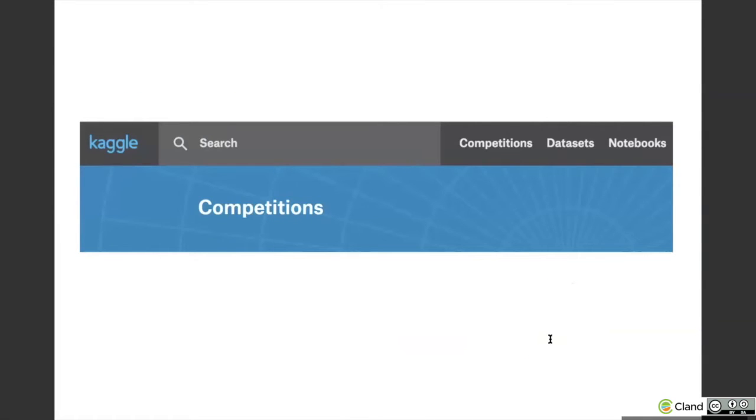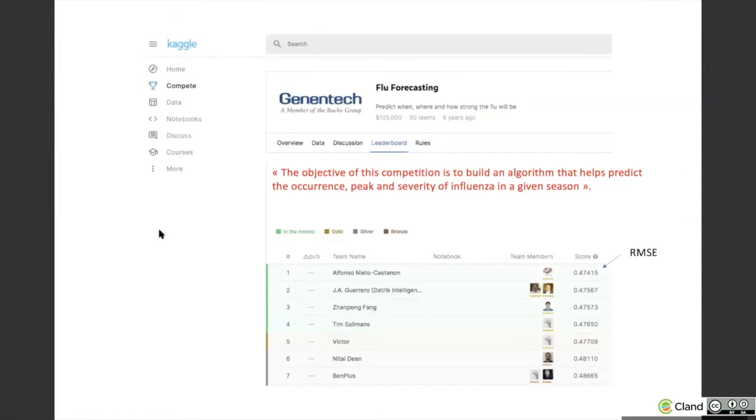This framework is implemented in what we call data challenges. Data challenges are competitions aiming at developing the most accurate possible algorithm to make predictions of some quantity of interest. There is a popular platform named Kaggle where competitions are organized. This is an example of competition. The objective here is to build an algorithm that helps predict the occurrence, peak, and severity of influenza in a given season.